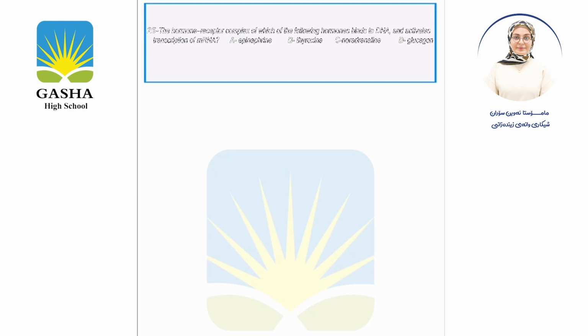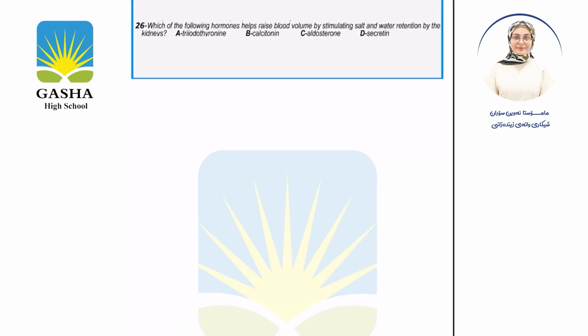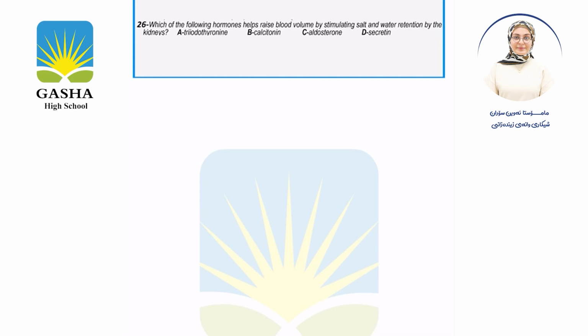The only hormone that binds to the DNA and has an effect on mRNA is thyroxine. So the true answer is B. Question 26. Which of the following hormones helps raise blood volume by stimulating salt and water retention by the kidney? In page 96, in the topic of the adrenal cortex, it says that the hormone that stimulates salt and water retention by the kidney is aldosterone.